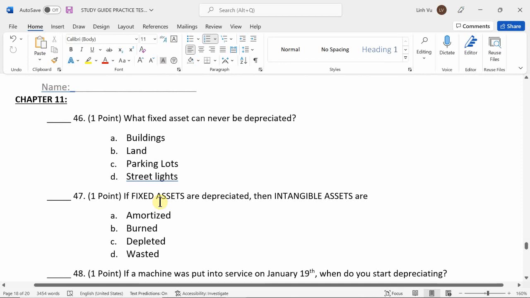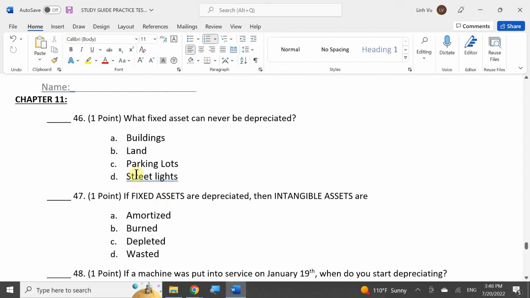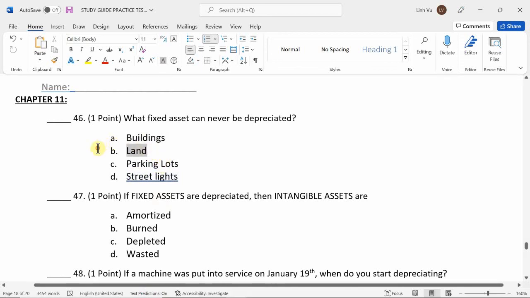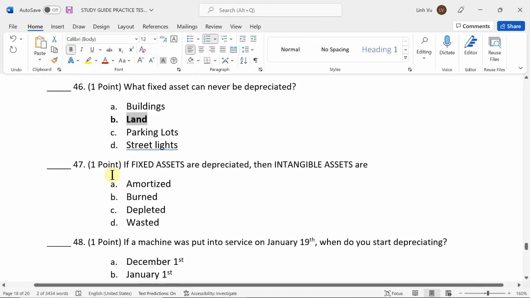Last chapter right here is chapter 11. Okay. And this is the last section we're looking at here. So, question number 46. Okay. Which fixed assets can never be depreciated? Land, right? They can only be depleted, right? Because land can hold value such as natural resources such as oil, diamonds, whatever you can find under the ground, right? You can't depreciate it, but you can deplete it.